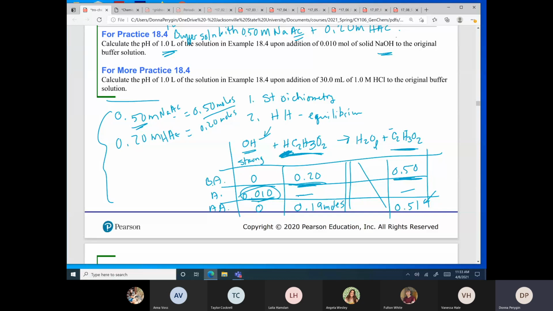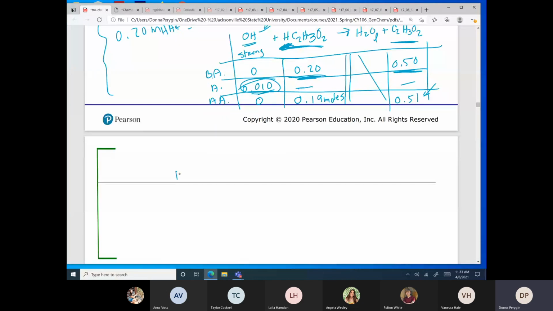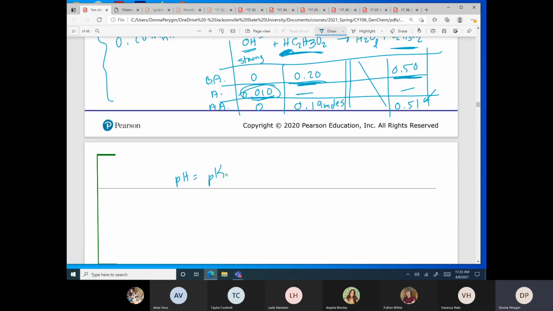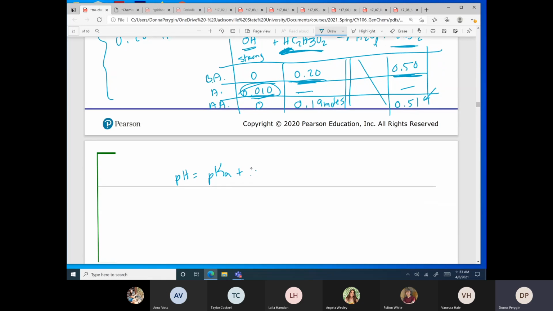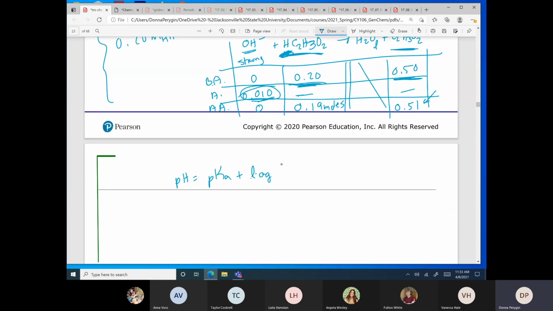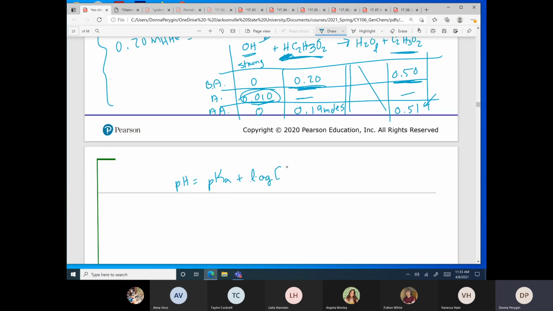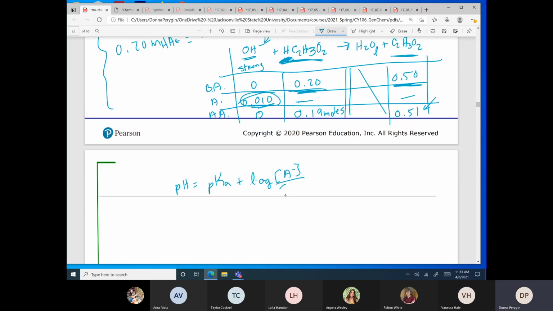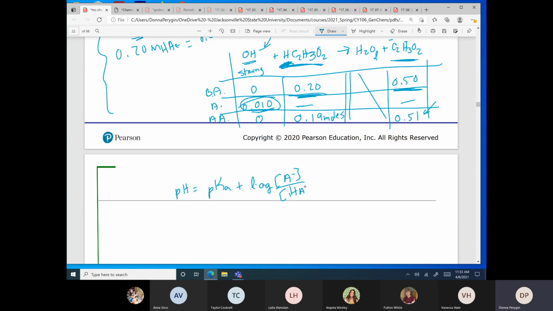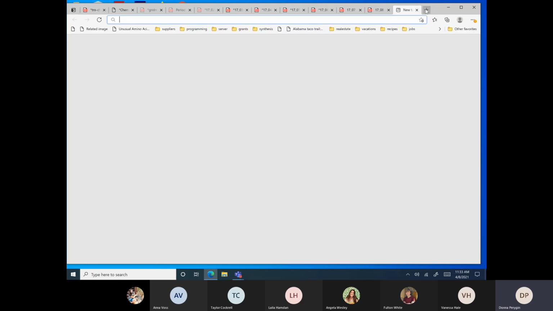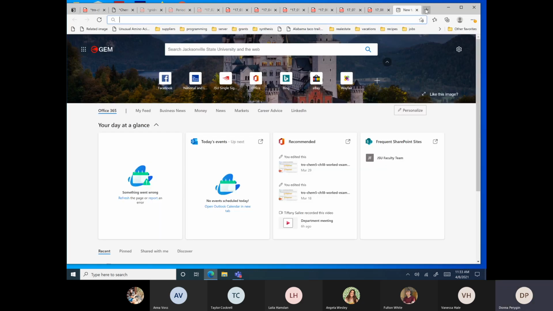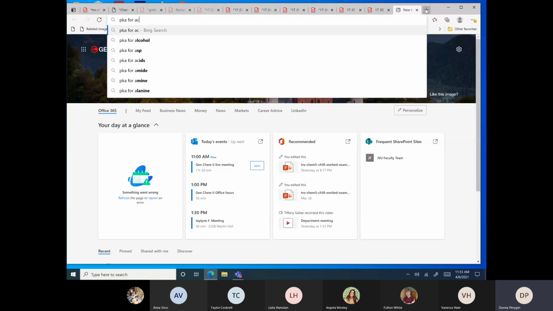All right. So now we can work a stoichiometry problem. We can say the pH, working the equilibrium problem, is equal to the pKa for acetic acid plus the log of the base over the acid, so that's A minus over HA. I don't have the pKa. I think it's 4.75. Yeah, that's it. I'm pretty sure it's 4.75, but I'm going to look it up anyway. pKa for acetic acid.